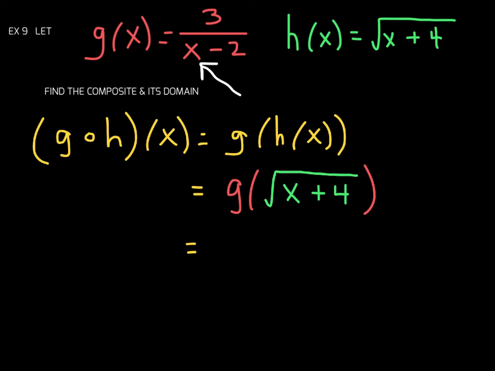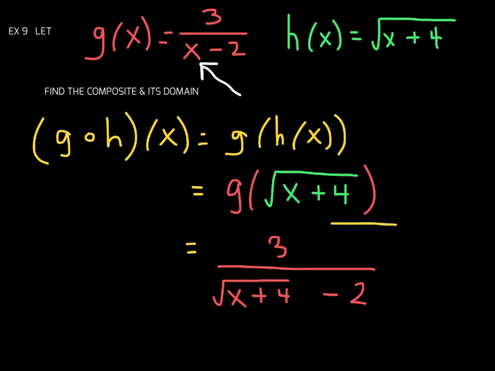So let's see if I can show that to you clearly here. So it'll be 3 over, now replacing x with the square root of x plus 4. And then don't forget, you got a minus 2 down there. All right? Cool. Hey guys, we're done. This is the function. Maybe you would say that's not pretty. Well, nobody ever guaranteed that it'd be pretty, but it is a function nevertheless.